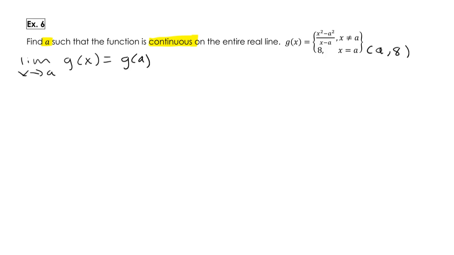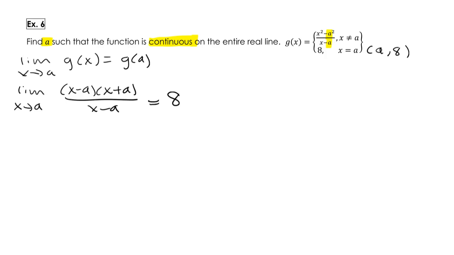Okay, so let's start dealing with the limit. We already know what g of a is. Isn't g of a 8? They tell us that. Remember, on these problems, you're trying to find these a values such that when you plug them in, you get a continuous function. So let's replace g with x squared minus a squared over x minus a, and this has to equal g of a, which is 8. So now we're just solving this for a, so it's a little backwards.